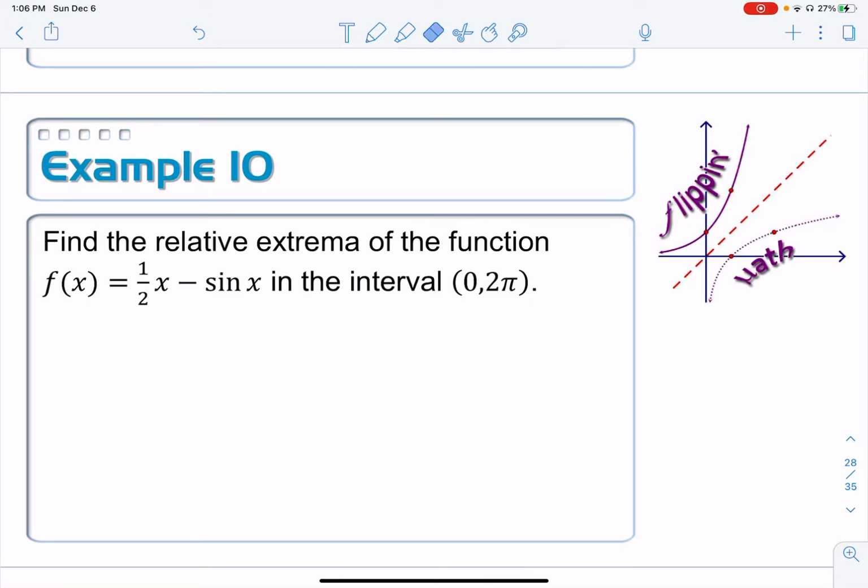Find the relative extrema of the function f of x is equal to 1/2 x minus sine x in the interval from 0 to 2 pi. How do we do this? Well, we start with critical numbers.